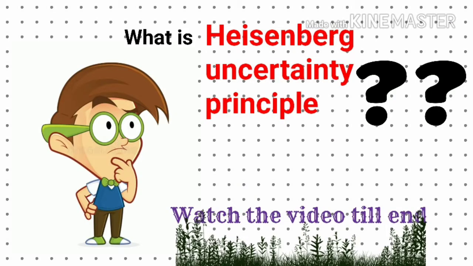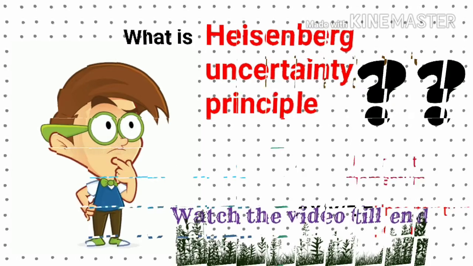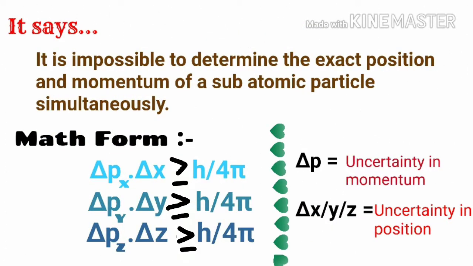So first, what is the Heisenberg uncertainty principle? The Heisenberg uncertainty principle says it is impossible to determine the exact position and momentum of a subatomic particle simultaneously, and the math form is, for the x-axis, delta px times delta x is greater than or equal to h by 4 pi. Here delta px is the uncertainty or error in momentum in the direction of the x-axis, and delta x is the uncertainty or error in position on the x-axis, and similarly for the y and z axes.